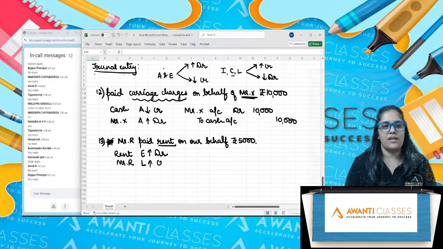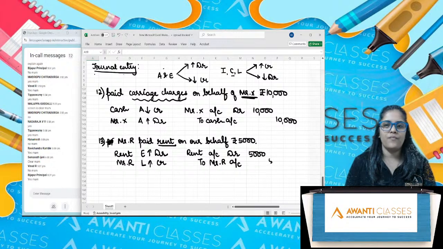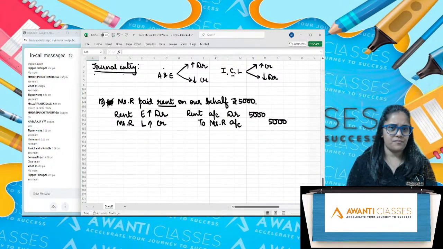Liability will also increase, that is why credit. So entry will be rent account debit to Mr. R account. Rent is our expense. Though I have not paid, but I still have to pay. So therefore entry. Okay?